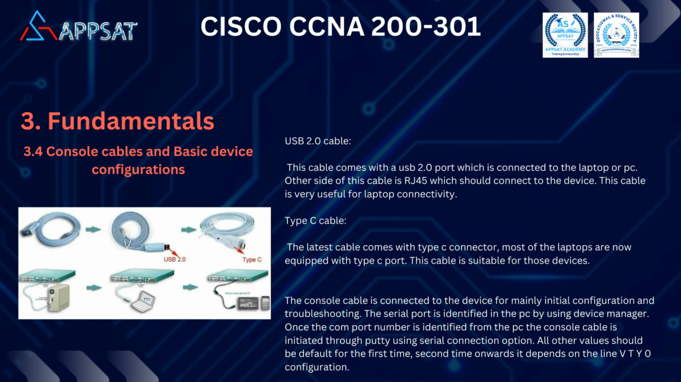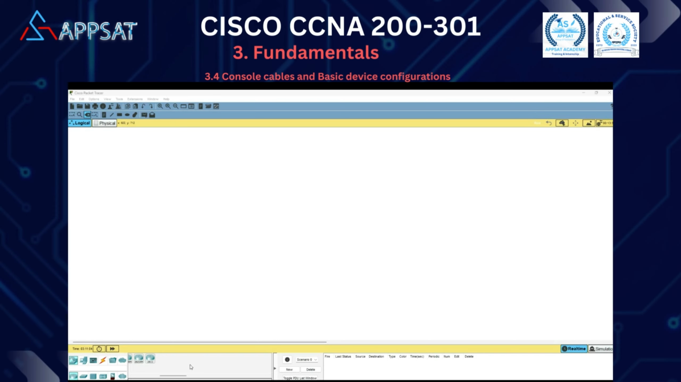The console cable is connected to the device mainly for initial configuration and troubleshooting. The serial port is identified in the PC by using Device Manager. Once the COM port number is identified from the PC, the console connection is initiated through PuTTY using the serial connection option. All other values should be default for the first time. From the second time onward, it depends on the console port configuration. Now we will see the boot process and the router initial configuration in Packet Tracer.